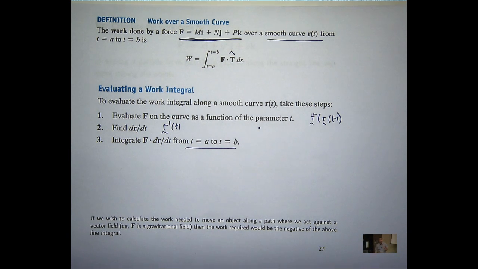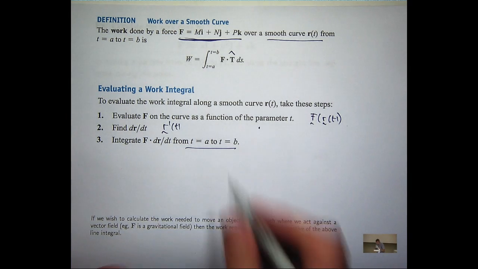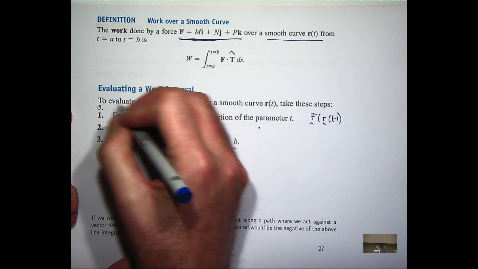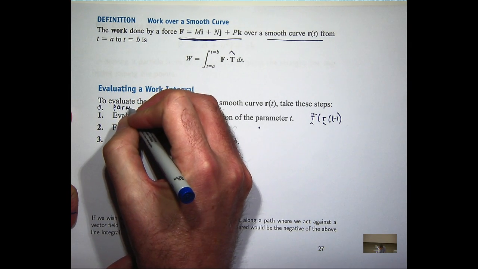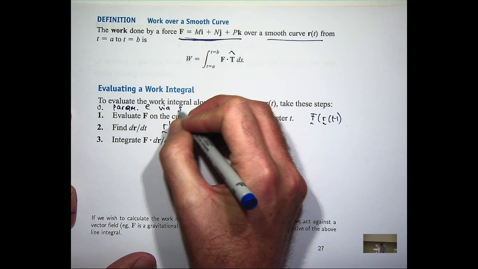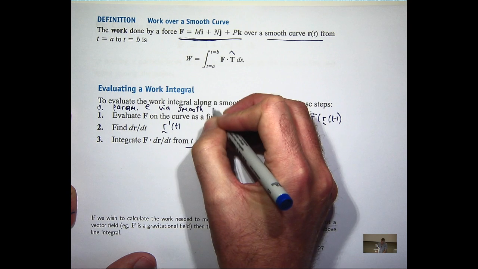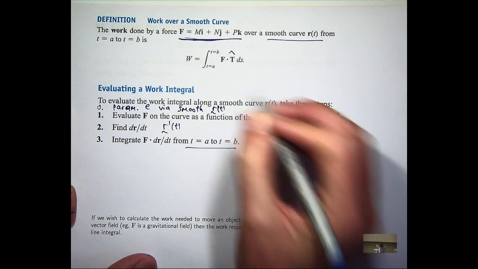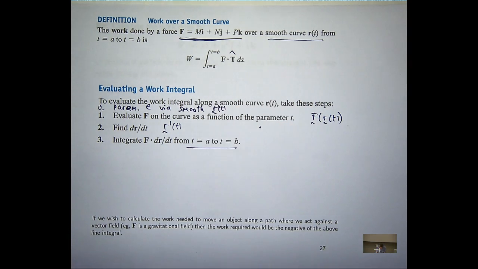Okay, so step 0 in here would be: parameterize C via some sort of smooth parameterization r(t). When I say smooth, of course, I mean a vector function that has a derivative that's continuous and never the zero vector. Okay, so step 0.